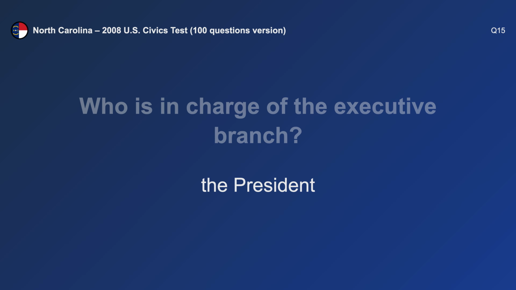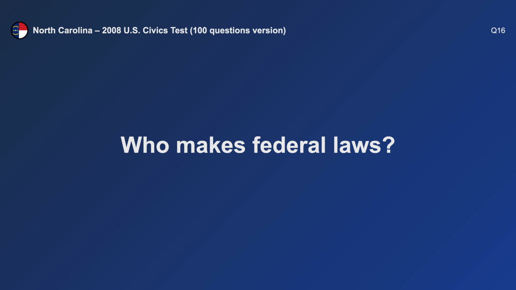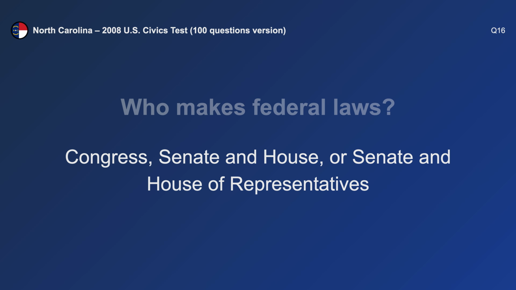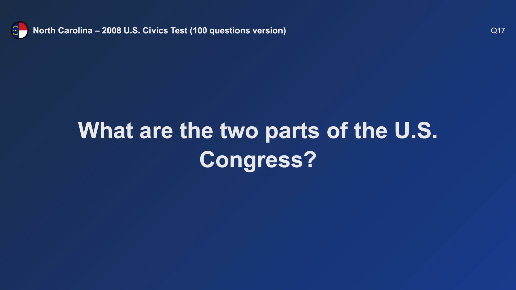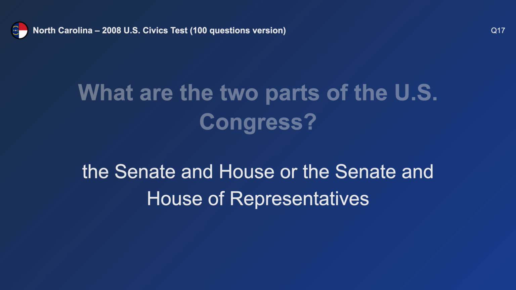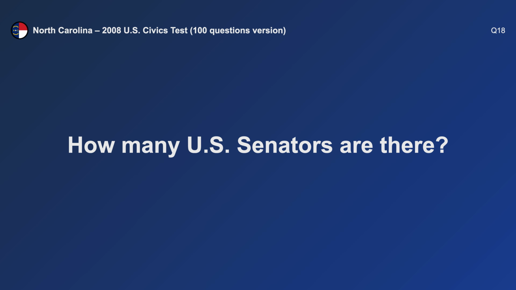Who is in charge of the executive branch? The President. Who makes federal laws? Congress. What are the 2 parts of the U.S. Congress? The Senate and House.